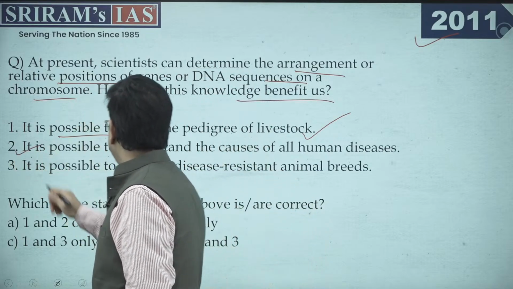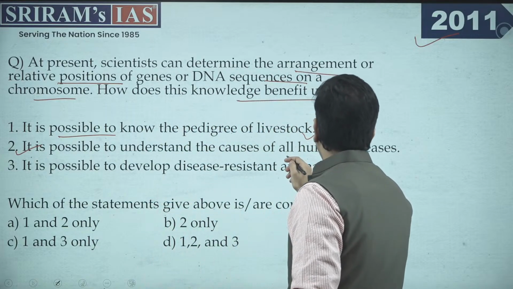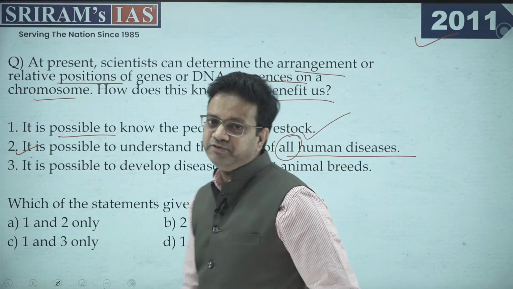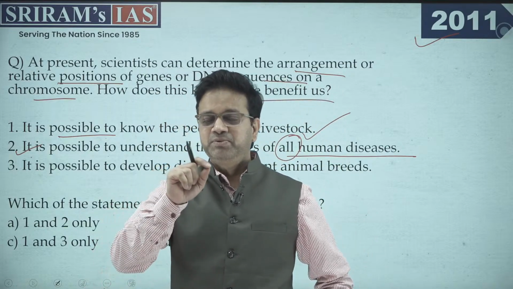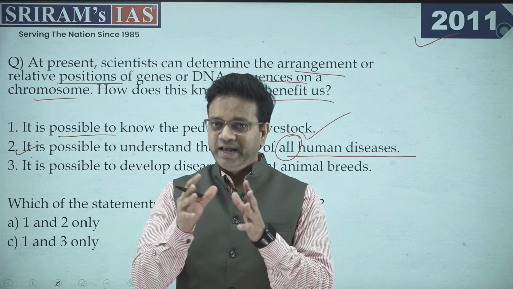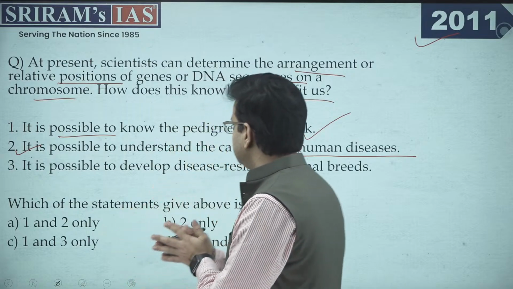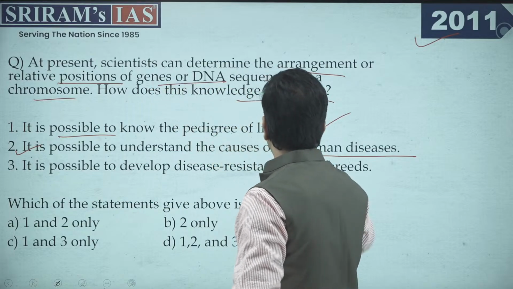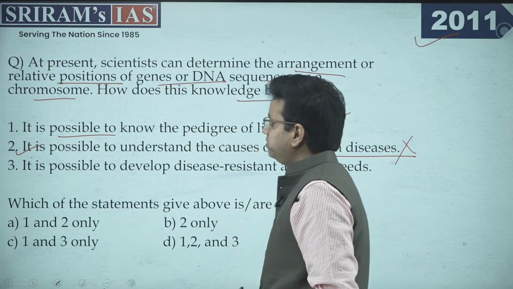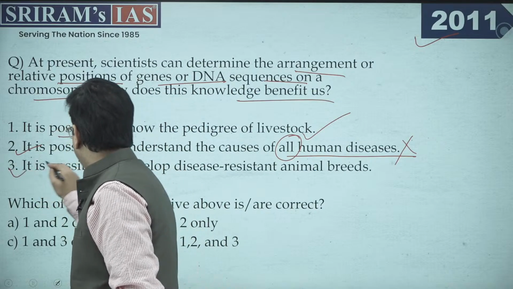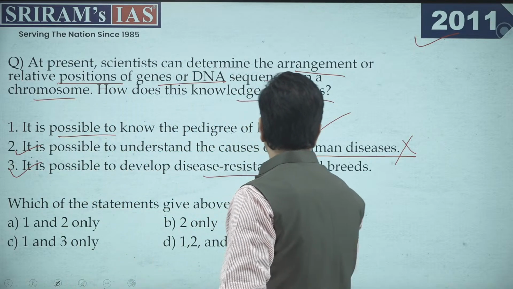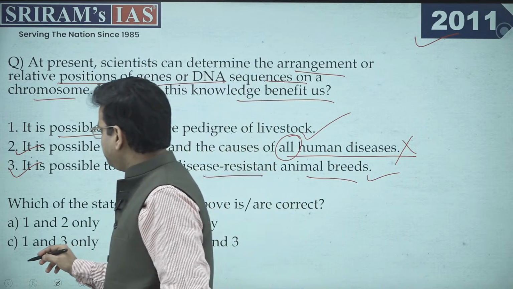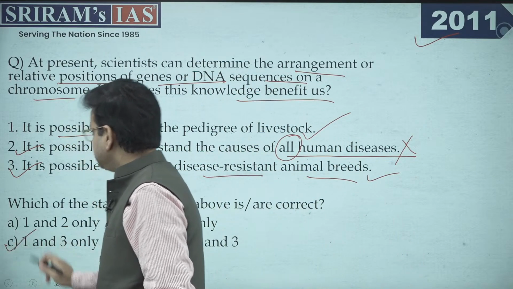Second, it is possible to understand the cause of all human diseases. Now, a very commonsensical question. See, for absolute statements like this, we have to take caution and understand in what context it is given. So gene or DNA sequencing for all human diseases, this is absolutely not correct. Now, third, it is possible to develop disease-resistant animal breeds. Now, this is correct. So for this particular question, the correct option is 1 and 3, C is the correct one.